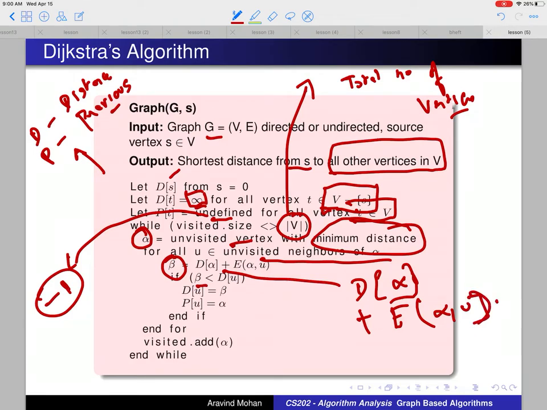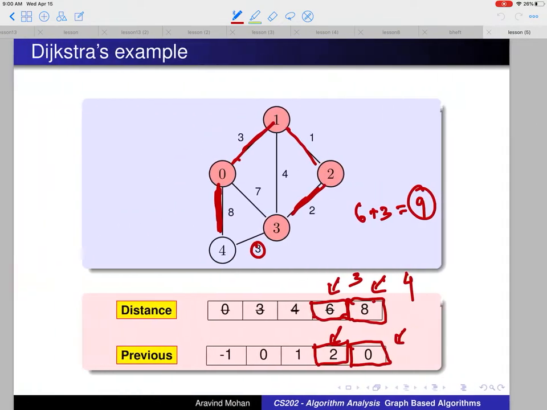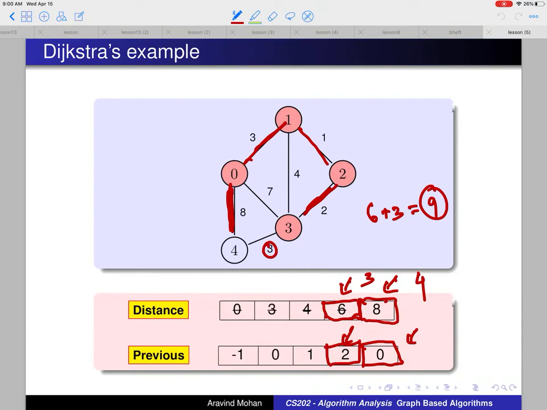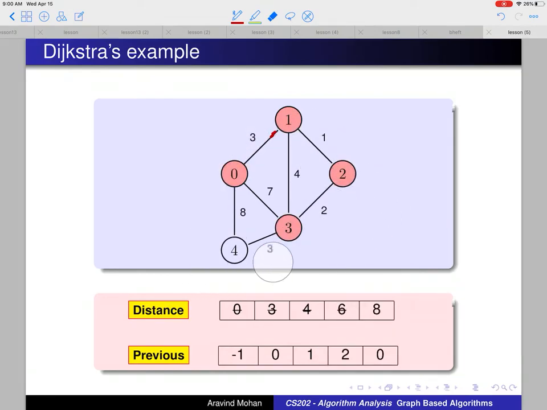And then we check if beta is lesser than distance of u, then distance of u would be updated, and then previous of u would be set to be alpha, right? So previous of u would be set to be alpha, and then we end if, and later we are going to add that vertex, in this case alpha, to the visited, right? So we'll go back and we will look at this particular case here. I'm going to erase this little bit, right? So let's look at this particular case.